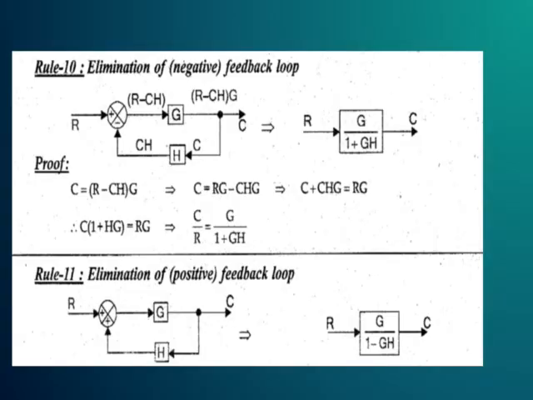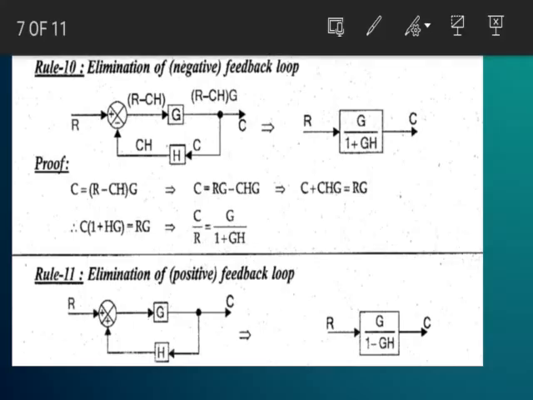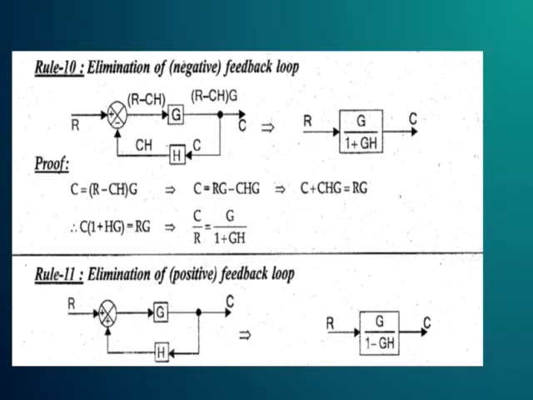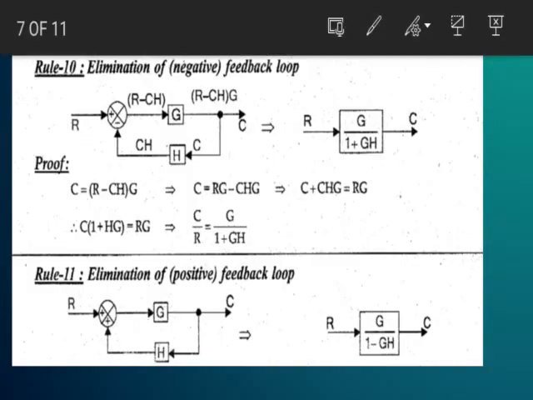Here is the elimination of feedback for positive feedback. Here we have positive feedback, here we have negative feedback, here we have positive feedback. How can we eliminate the positive feedback? It is the same gain block divided by 1 minus the H block. In negative feedback we are adding 1 plus the product of GH in the denominator, but in the positive case we are using 1 minus GH.